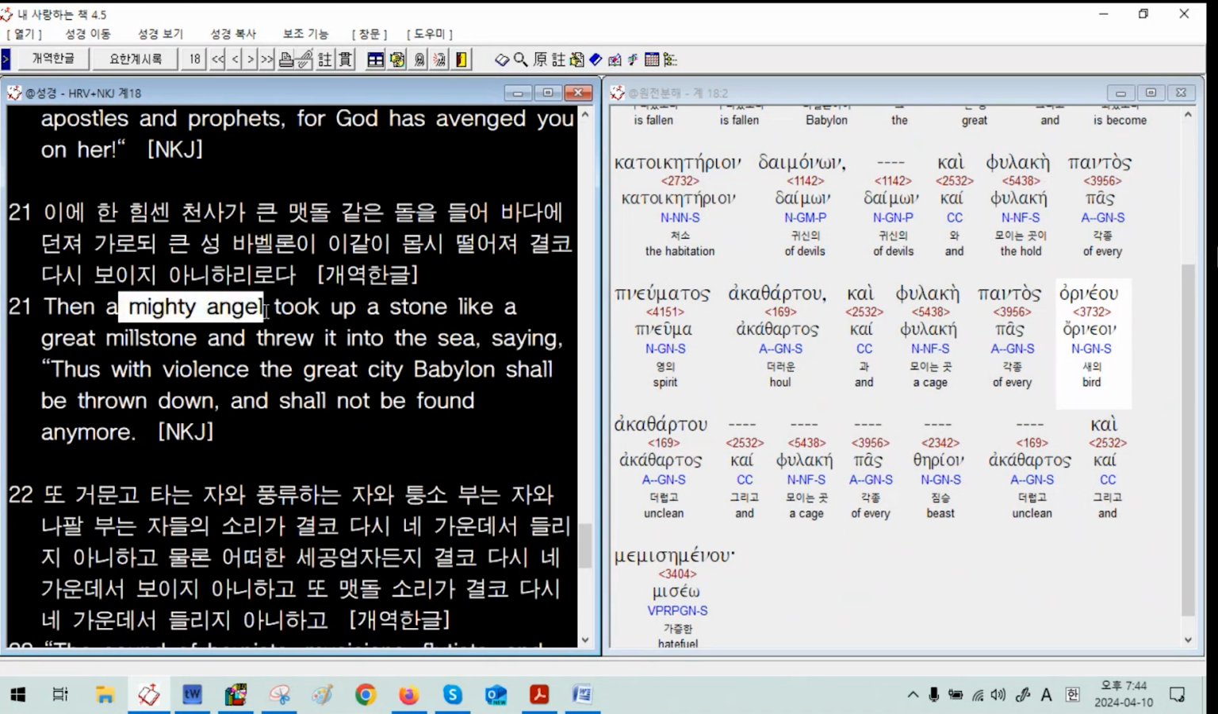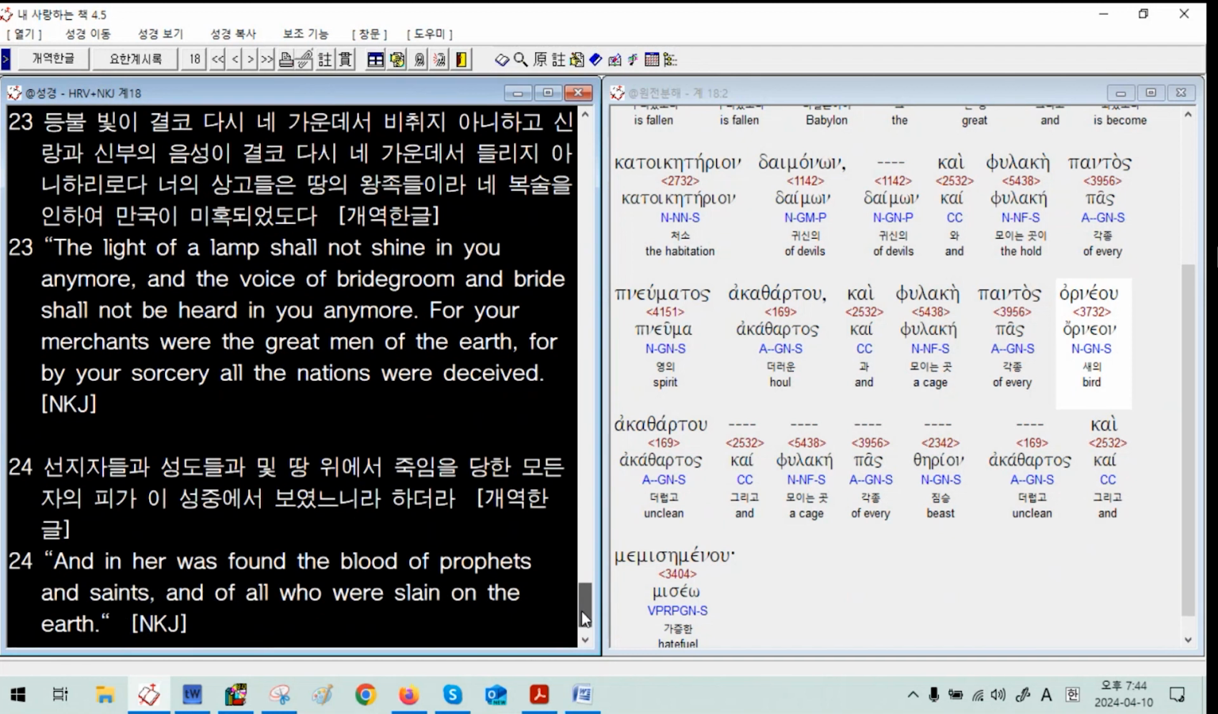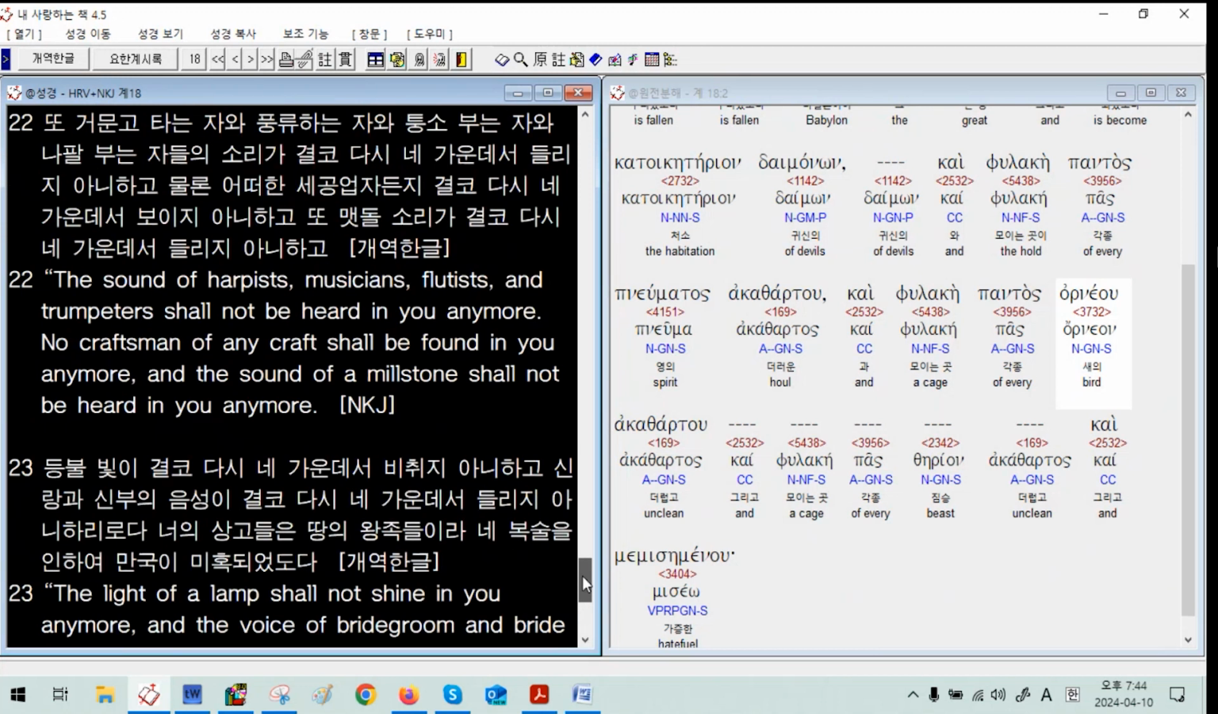So my angel took a stone like a great millstone to throw it to the sea. The city Babylon shall be thrown down, shall not be found anymore, right? Because they go back to their original place, because the sea is the place where the dragon, Satan and serpent live, right? So Babylon goes back to their place. So those are the ones in chapter 18.